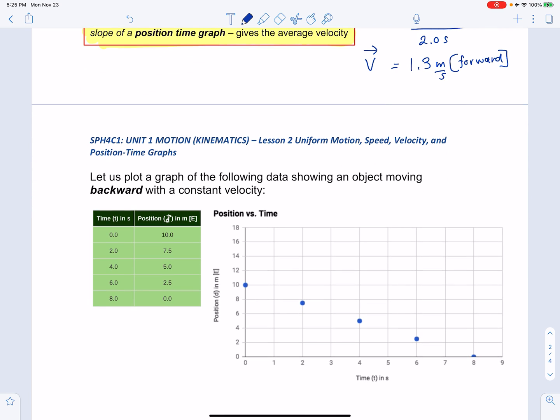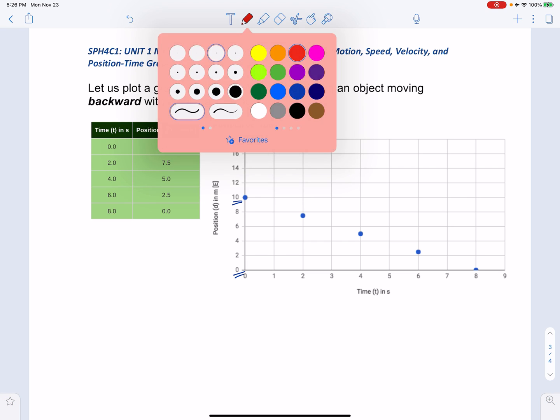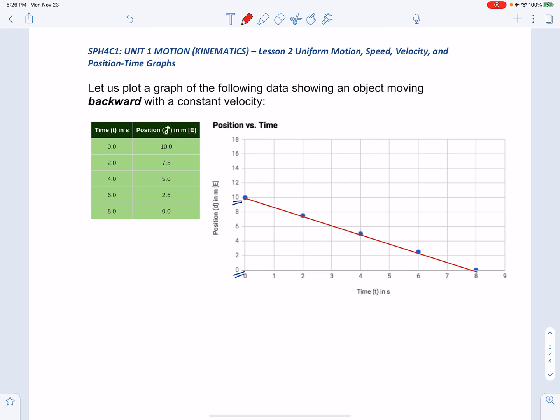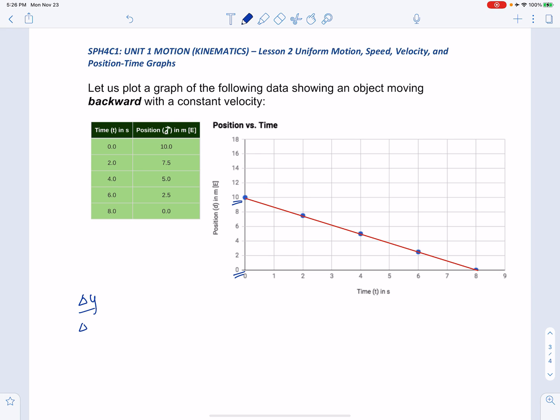This is a position time graph showing an object that's moving backwards. And you can see that it starts at this position, 10 meters, and the object is going over time closer to the start, 0 meters. What you want to do is find the average velocity, and we can find the average velocity by finding the slope. So the slope is the change in y over the change in x, which is delta d divided by delta t. Final minus initial over final minus initial.